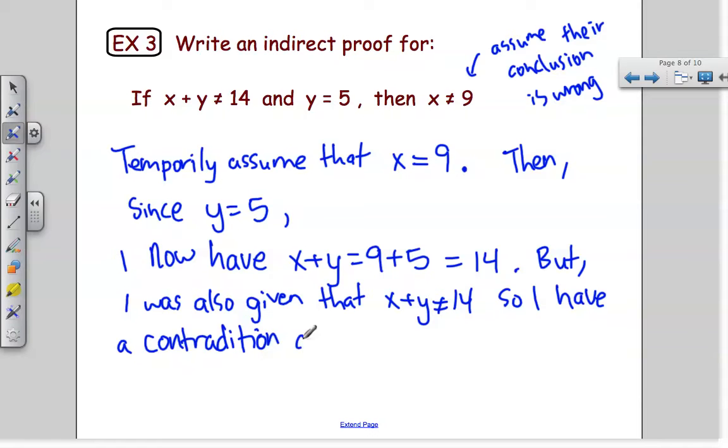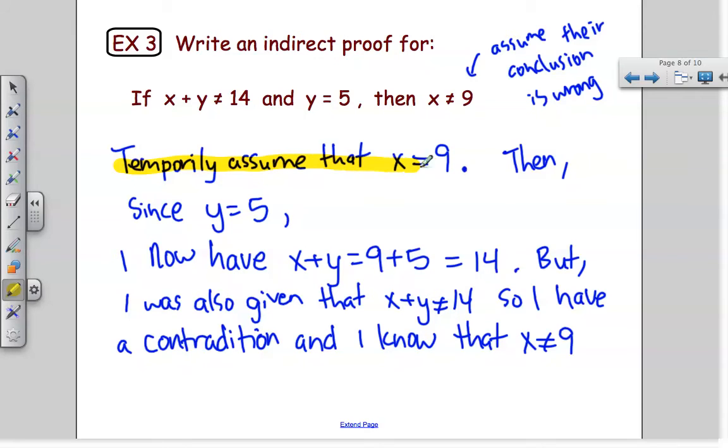I have a contradiction, and I know that x does not equal 9. I know that they were right all along, because I was temporarily assuming that x equals 9. I was going against what they said, but it led to a contradiction. It then went against something they said earlier, okay? So I know that x really doesn't equal 9.